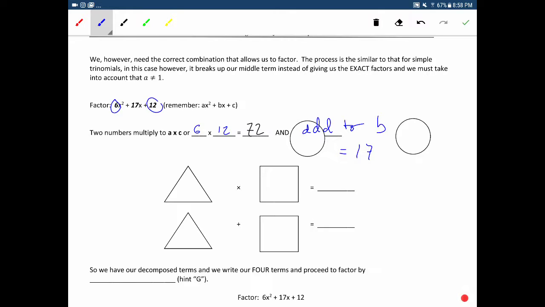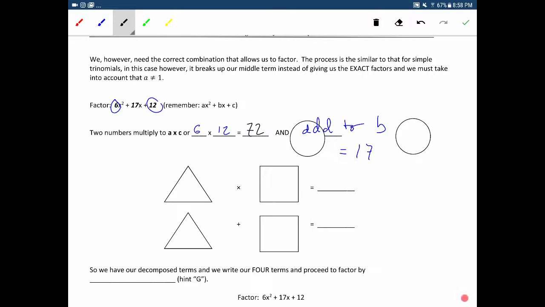Okay, so we need to find these two numbers. They have to multiply to 72, they have to add to 17, and unfortunately there's not a lot of great ways to do this. Typically what you'll do is break down the 72 into its factors and go through and find one that adds to 17. If you can't do that, sometimes it's alright, especially if they're all positive like this.